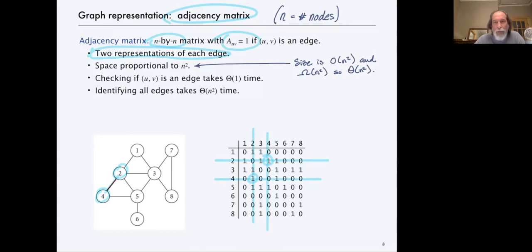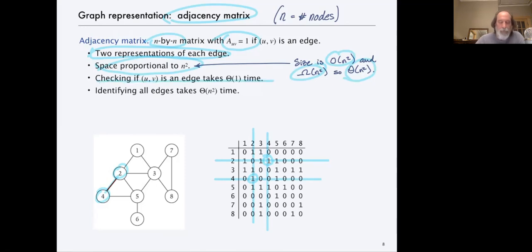So we have size n squared space, regardless of the number of edges, right? We have n vertices, so n squared locations in the array. So our size is big O of n squared, and it's also big omega of n squared because the array really takes space proportional to n squared. So theta of n squared space to store the graph. And that's the case whether it has 0 edges or n squared edges.